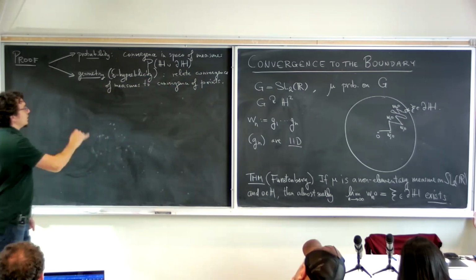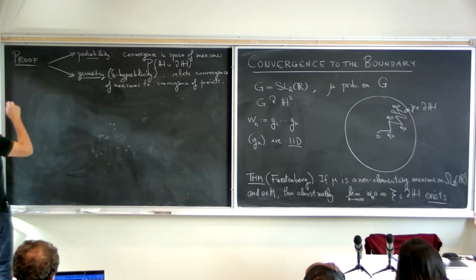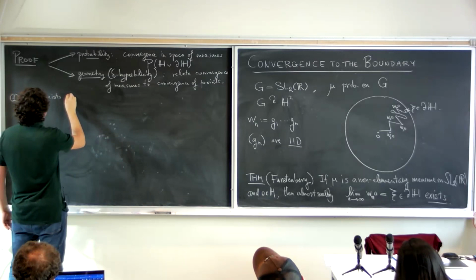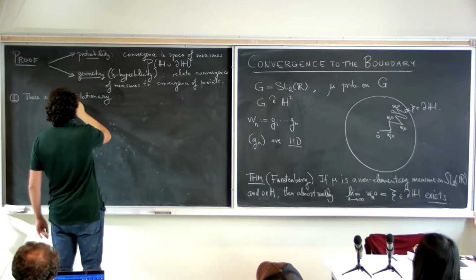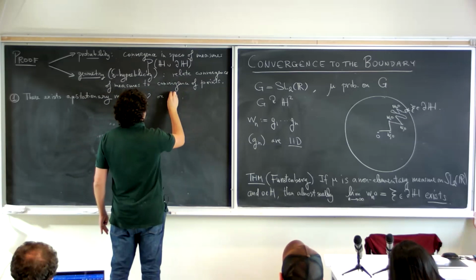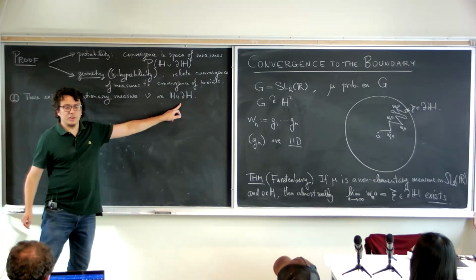And again, this seems quite indirect, but in fact, I find it very odd. So, okay, let's start with the point. First of all, the first claim is that there exists a stationary measure nu, stationary from this mu, on H union the boundary of H. But this we already saw, because this is just by compactness.